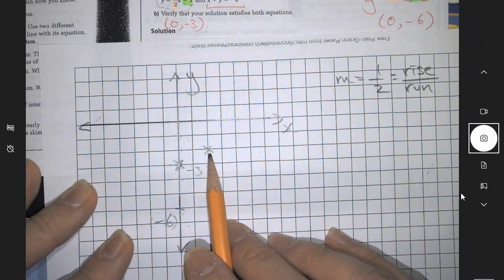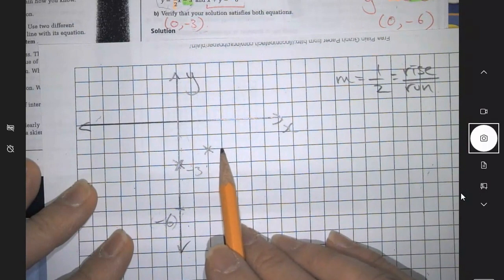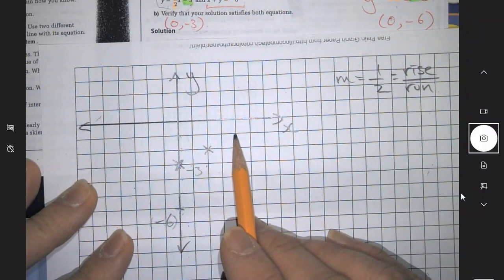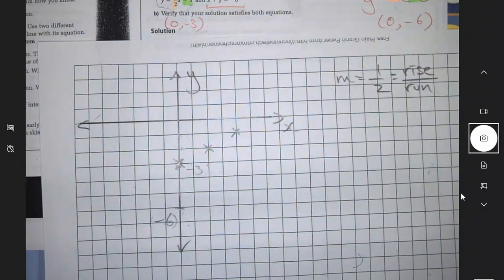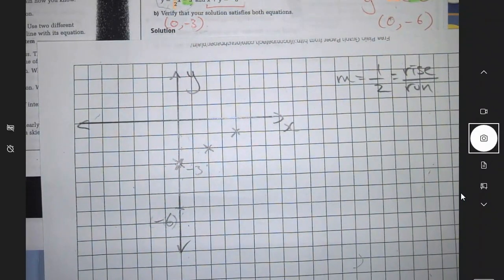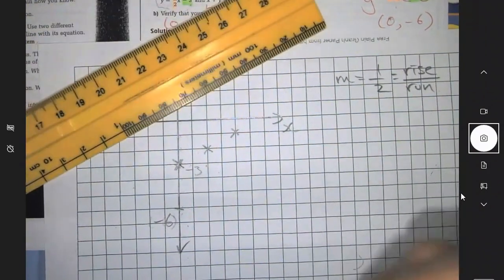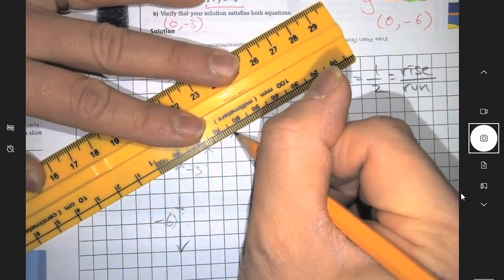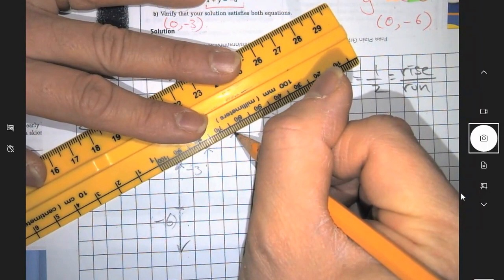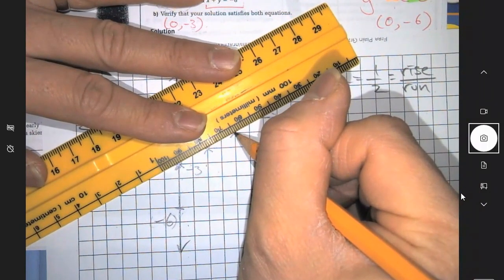And we want to be extra careful, so we'll do another point. Run of 2, 1, 2. Rise of 1. So you have this point here. Now with 3 points, we are pretty confident. So you will take your ruler or straight edge, and you want to make sure you draw a straight line cutting through all these 3 points.